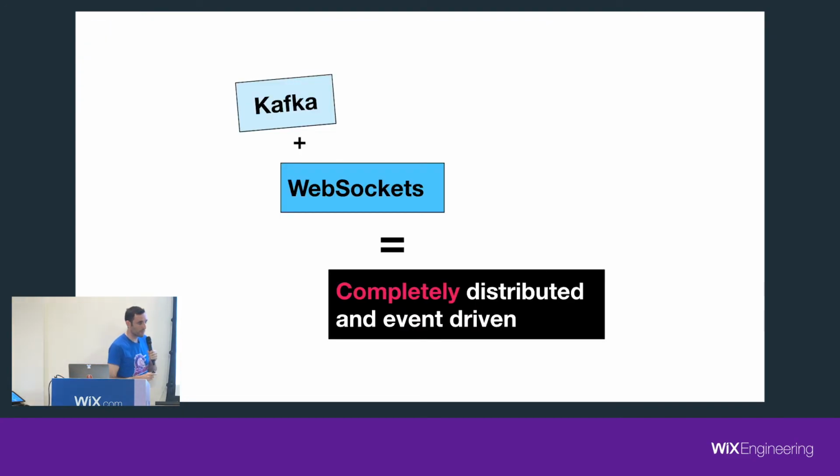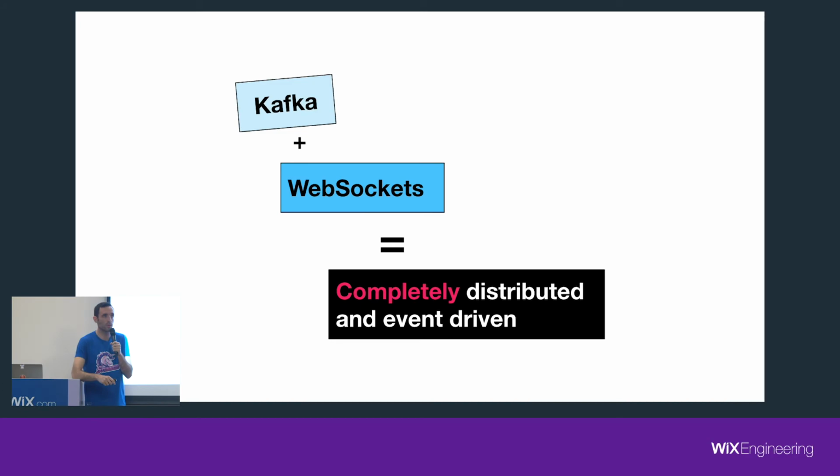Cool. So now I want to switch over to more slides about architecture and design. The first topic is all around Kafka. If you want to have a completely distributed and event-driven architecture and design, I would suggest that using Kafka and using WebSockets can get you there.